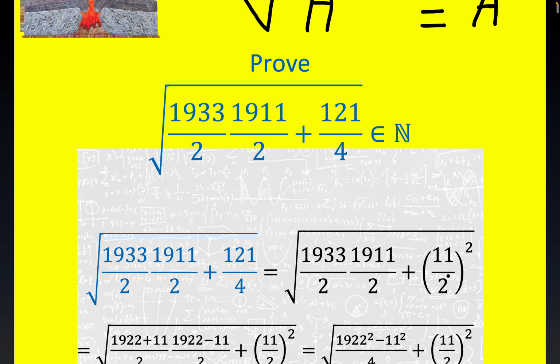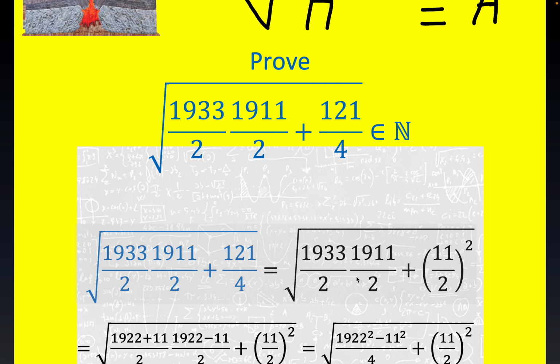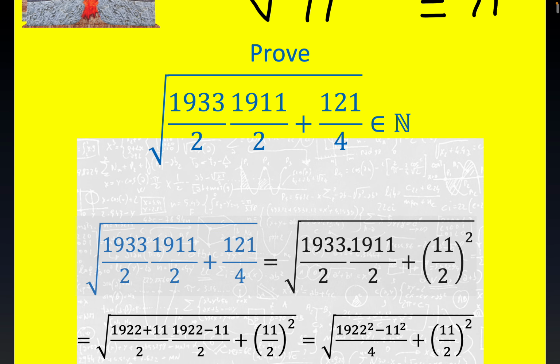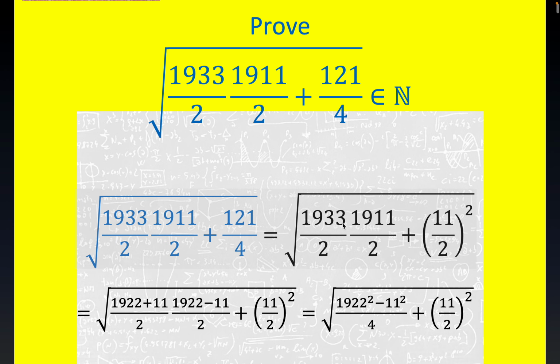Now at this point the problem might be a little difficult, but notice that 1922 is the mean of the numbers 1933 and 1911. That is, it's the average. Making that observation takes a little time, but you see that this is actually the difference of two squares. 1922 plus 11 is 1933, and 1922 minus 11 is 1911, right? And so literally this is all just equality going on right here.